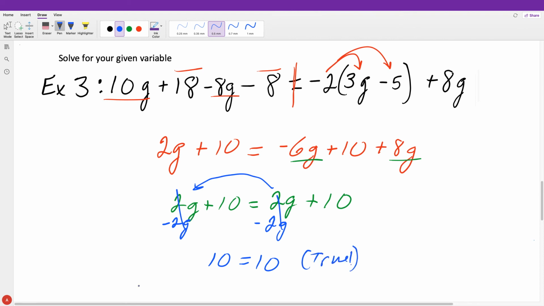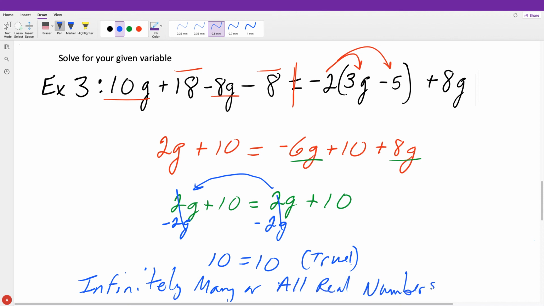And that means that there are infinitely many solutions, so infinitely many, or all real numbers. Right, either one would be acceptable as your final answer. Right, you don't need to write both, you can just write one.